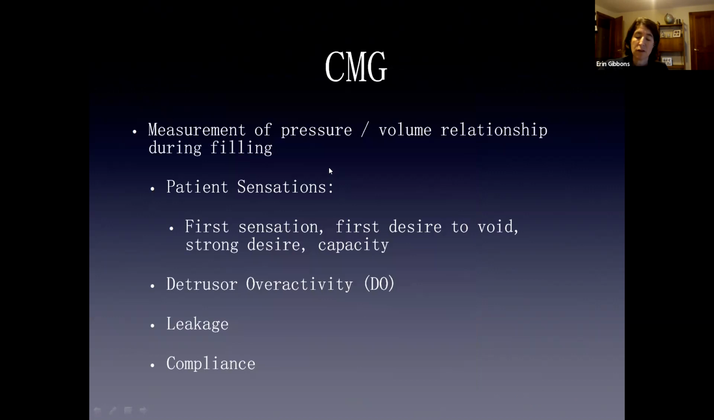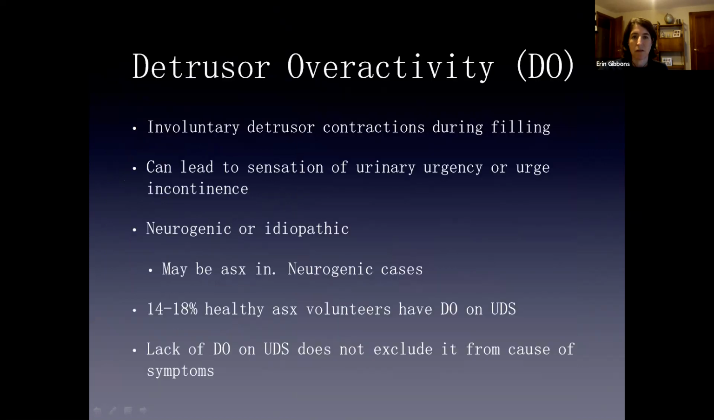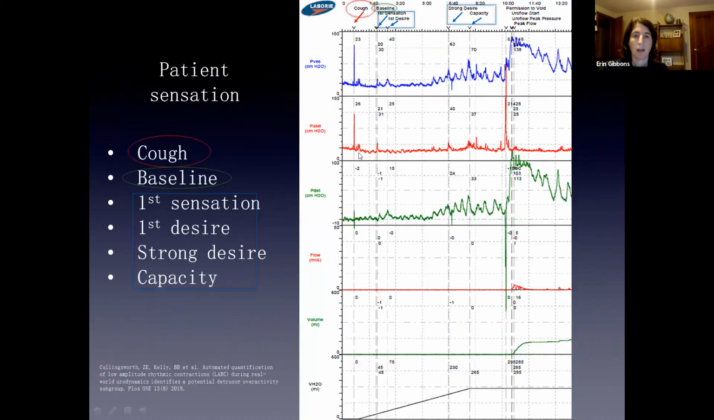So in terms of the International Continence Society, there are some very specific things that you want to look for and start with. I'm going to start with the patient sensations, and then we'll go through other things you're going to look for on this tracing: detrusor overactivity, leakage, and I think very important, compliance, especially when we talk about patients with neurologic conditions. So this very busy slide is very similar to what my studies look like in my office.